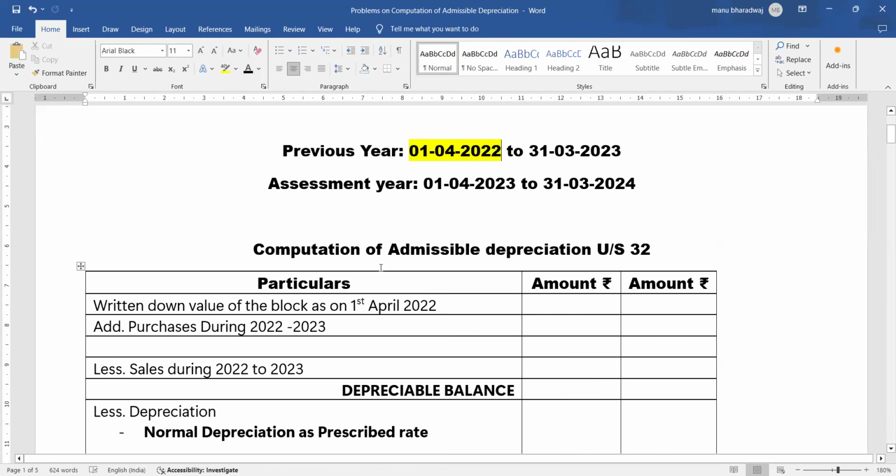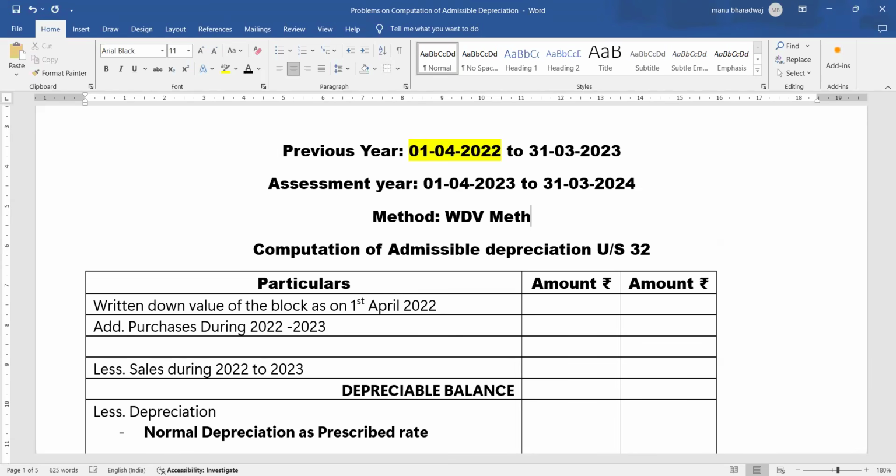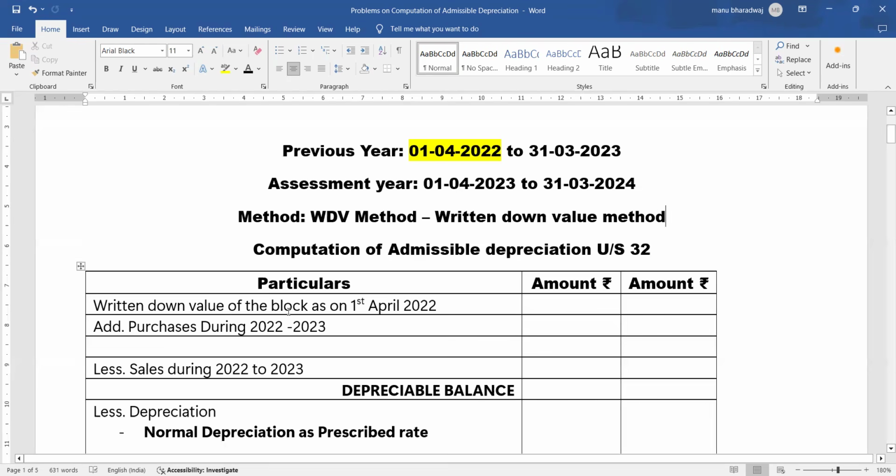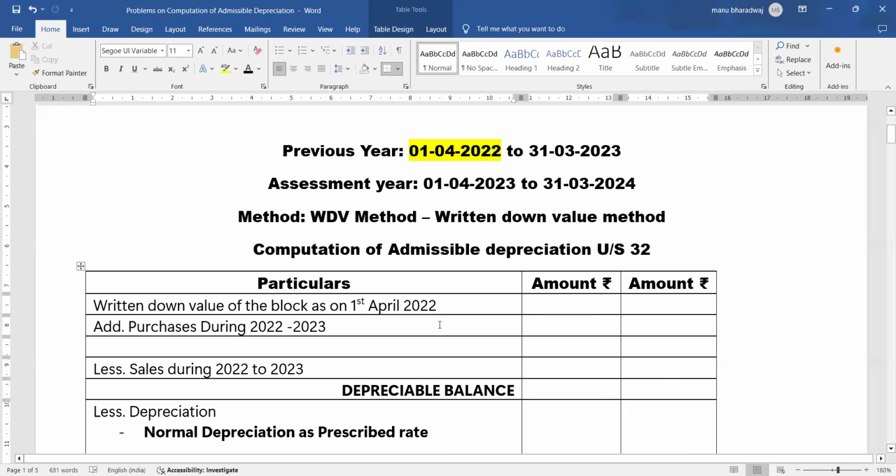As I told you, in income tax we will follow only the WDV method. What is that WDV method? It is the written down value method. So the written down value of the block as on 1st April 2022 will be given in the question. In the question, they will give you the written down value. You have to write that written down value.